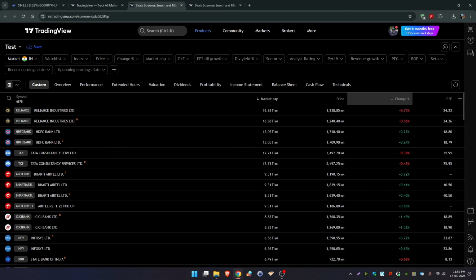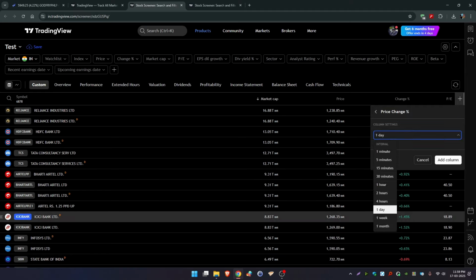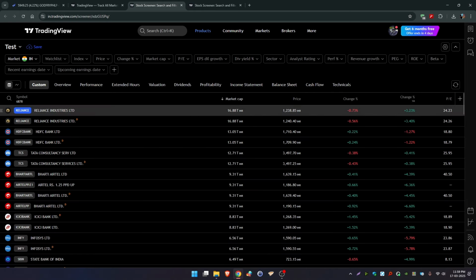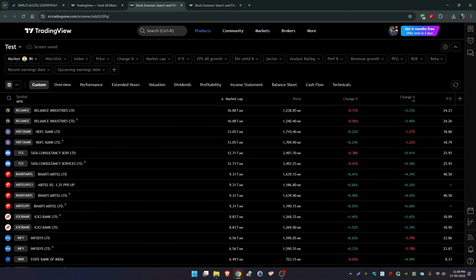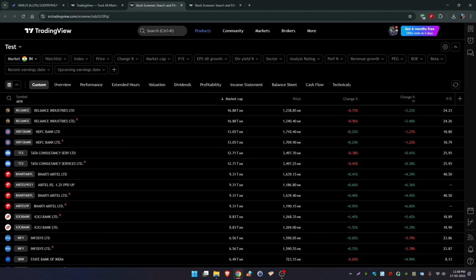Followed by price. Now we have the change percentage for the current trading day. We want the change percentage for the month. So this is a price change percentage. So you put in price change percentage and select 1 month and move the column towards your left, right? Please save whenever you make changes because TradingView does not save automatically, right? So you have your change percentage for the day, you have your change percentage for the month.